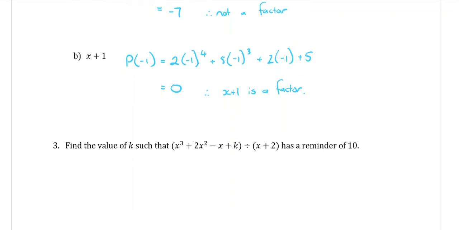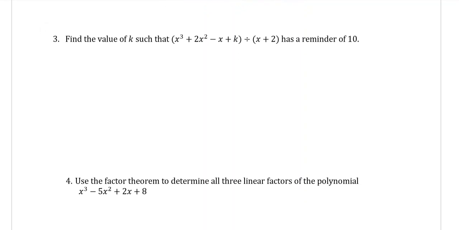Question 3. Find the value of k such that x cubed plus 2x squared minus x plus k, when divided by x plus 2, has a remainder of 10. Now I'm dividing by x plus 2, which means that would be p of negative 2. And if I was to sub negative 2 in, the question is telling me that the remainder should be 10. So given that amount of information, I can sub that into my polynomial.